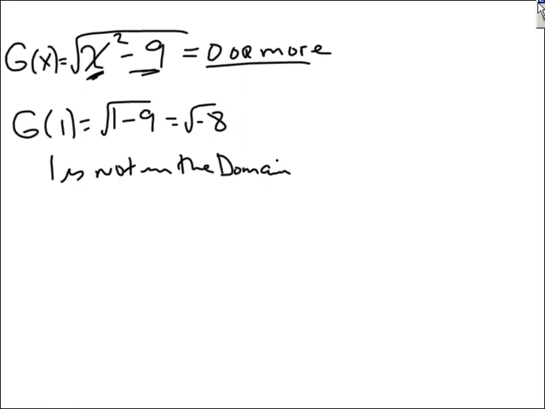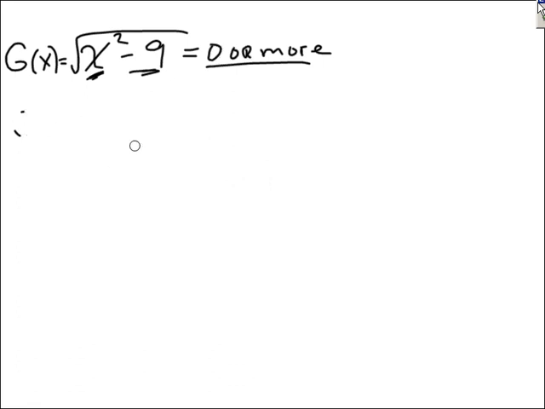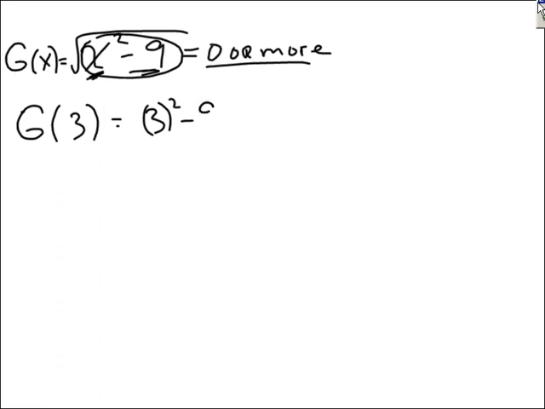You may not be able to get every number more than 0. Maybe you can get 17. But whatever you do get will be 0 or more. The question is, can you get any number 0 or more? Can you get 0? Well, the only way you get 0 is if this is 0. The square root of 0 is 0. For example, if x is 3, g of 3 is 3 squared, which is 9, minus 9 is 0. The square root of 0 is 0.